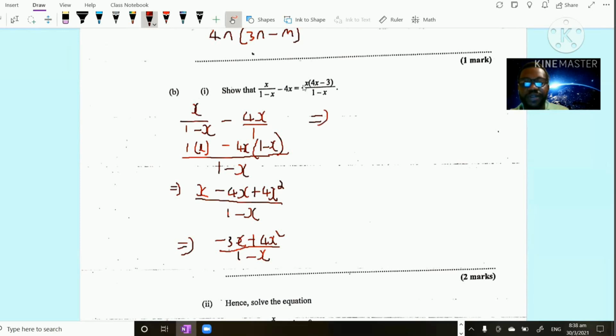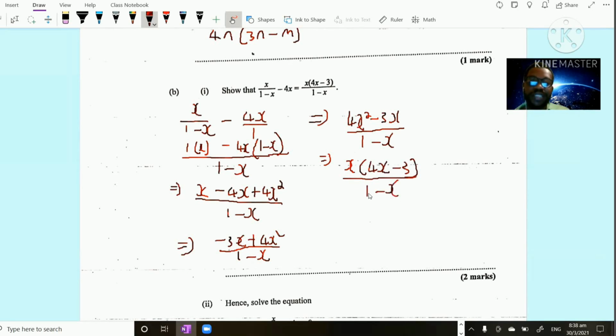They have the 4x first. So probably you could rewrite it and say 4x squared minus 3x over 1 minus x. Of course, you notice that the numerator is written as a product of factors. So they factorize it. They took out what was common. Now, between 4x squared and negative 3x, the x is common. So I can take that out, which is going to leave me with a 4x minus 3. And of course, we put back the denominator, which is exactly what they wanted.